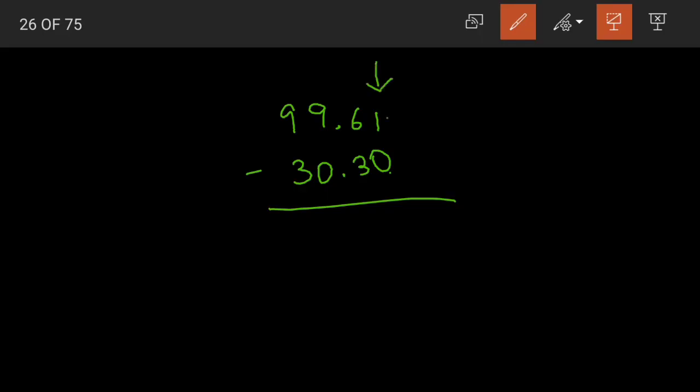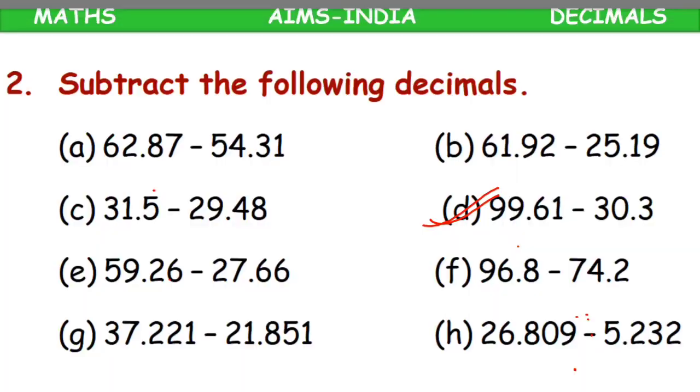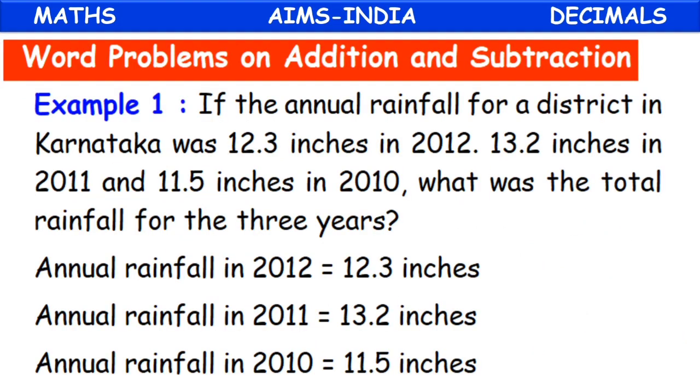Starting from the 100ths place, 1 minus 0 is 1, 0, 6 minus 3 is 3, again the point here, don't forget to put the point, 9 minus 0 is 9 and 9 minus 3 is 6. 69.30 is our answer, children. Understood? Please try solving the remaining decimal problems.